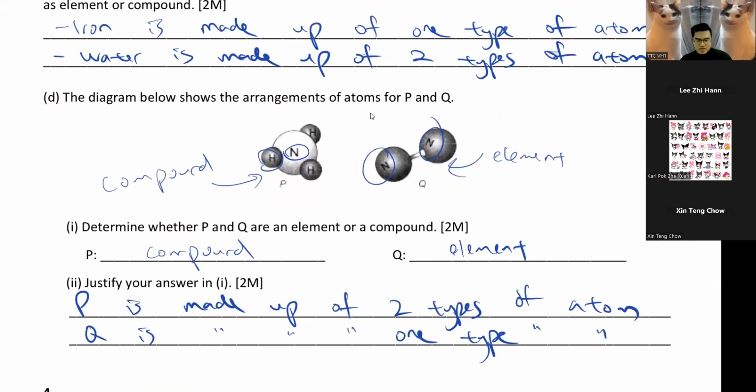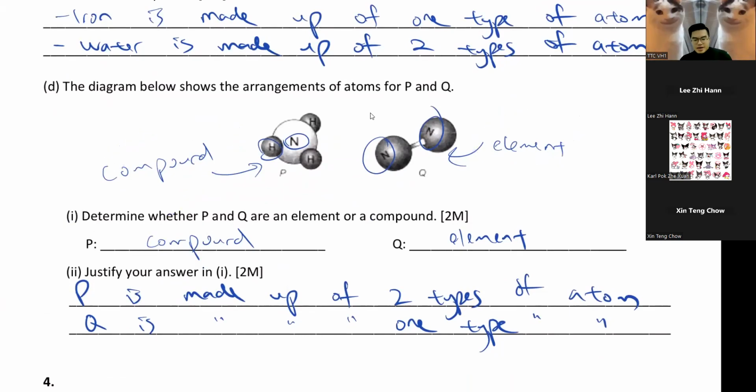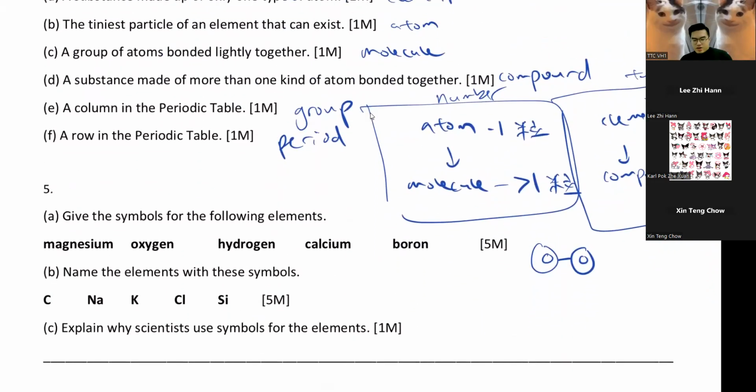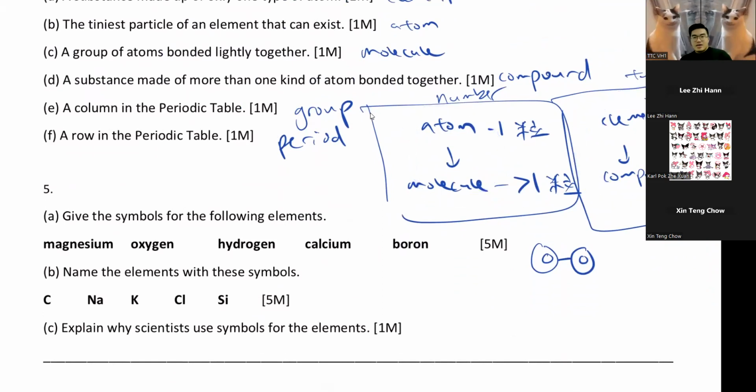So last week we finished this. What is a compound? What is an element? Guys, do not confuse between atom, molecule, and compound, element. Oh, copper sulfate, the blue thing. Like I said, atom and molecule are about number. Atom is one, molecule is more than one. But element and compound are about the type. Element is one type, compound is more than one type.